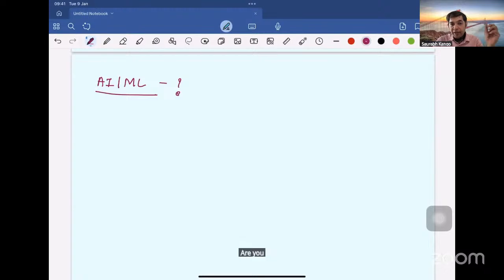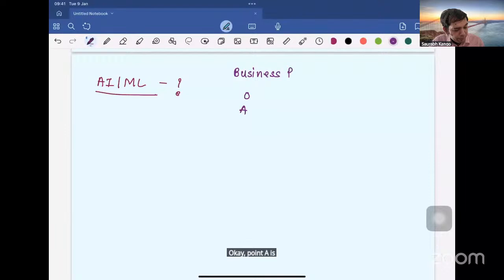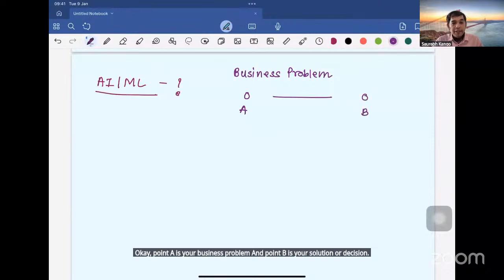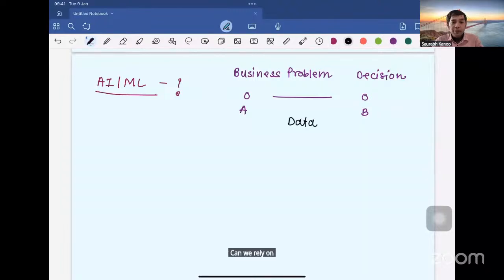Are you able to see something that I'm writing on the board? Is that visible to all of you? Just a quick check. Awesome. Okay. Just imagine the main use of any data science technique, whatever it be, is that point A is your business problem, and point B is your solution or decision. Correct? Every organization needs to follow this: they have a business problem and they need to solve it. In order to solve a business problem, can we use data as a mode to solve a problem? Can we rely on data for solving a particular problem?